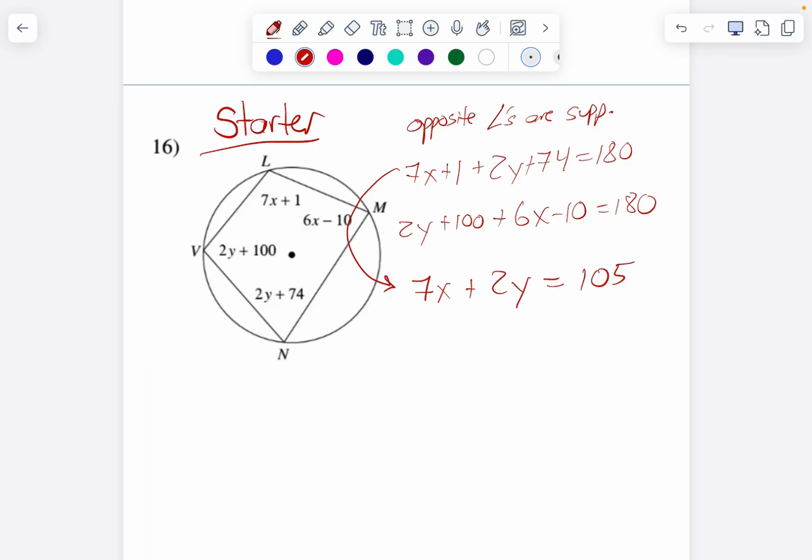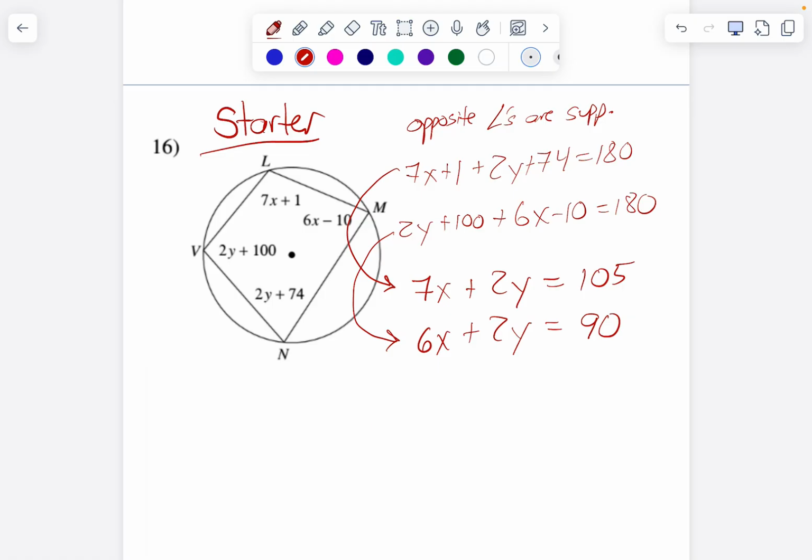And then 2y plus, and here's where we want to write it in the same order. So 6x plus 2y, and then subtract 10 from 100, we get 90, and then subtract that over. Okay. So those two bottom equations are in standard form, we call it. Okay? This is, for this one, the best way to do this.